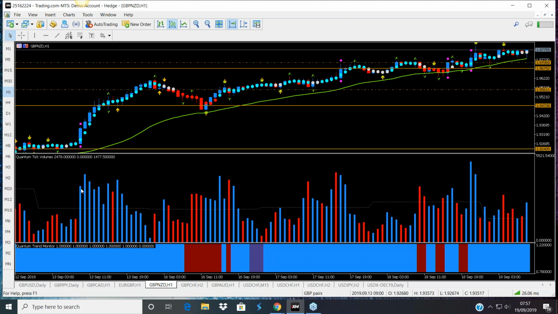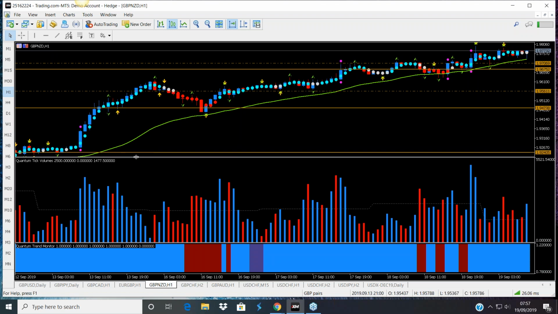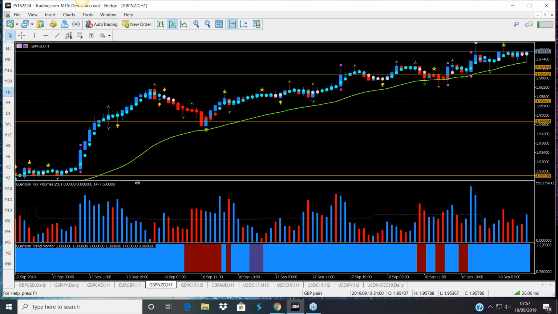Can you see the volume coming in? Huge amount of volume under that candle, another huge amount of volume under there. And this is why, if you understand this relationship between price and volume, it will help you, if you like, qualify the move that is happening as it develops on the chart.